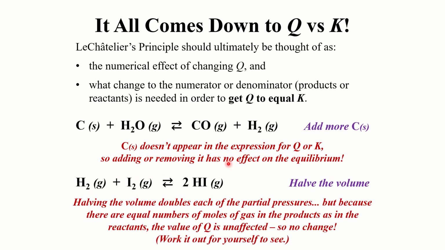Let's answer this second question. Halving the volume doubles each of the partial pressures, but because there are equal numbers of moles of gas in the products as in the reactants, the value of Q is unaffected, so no change. You could work this math out for yourself to see here. So if you halve the volume, we would expect no change because there's 2 moles of gas on the left and 2 moles of gas on the right.